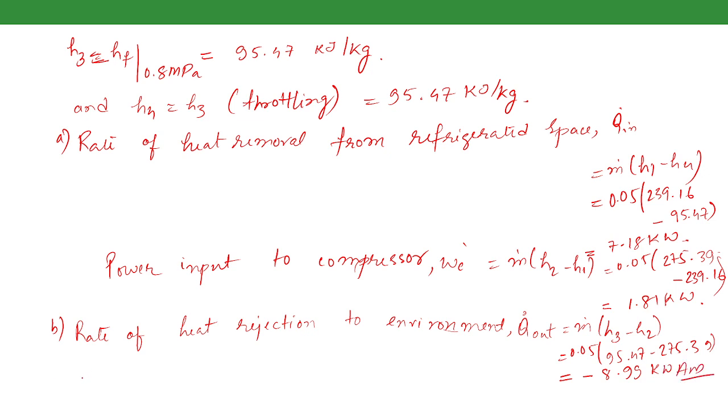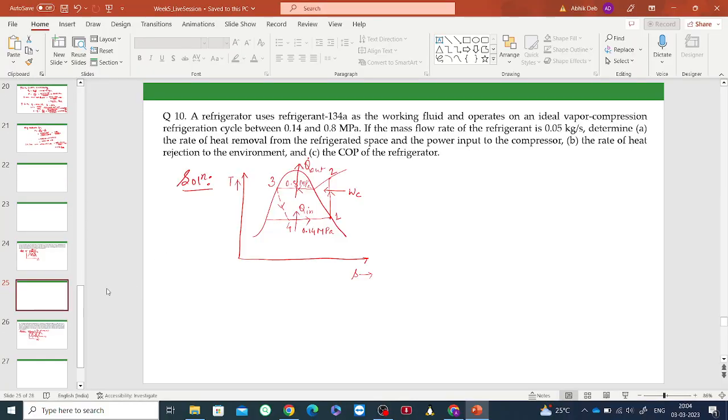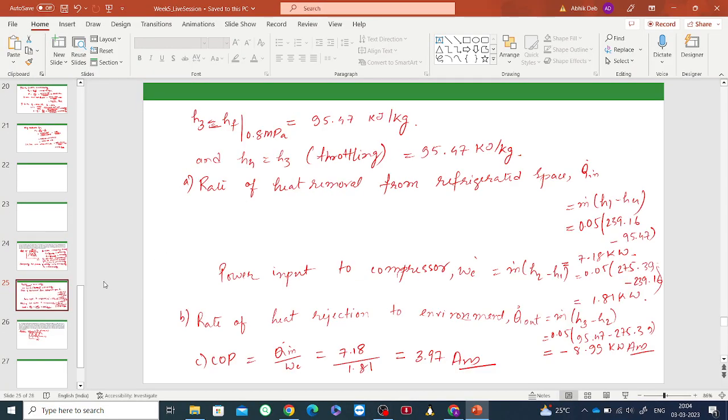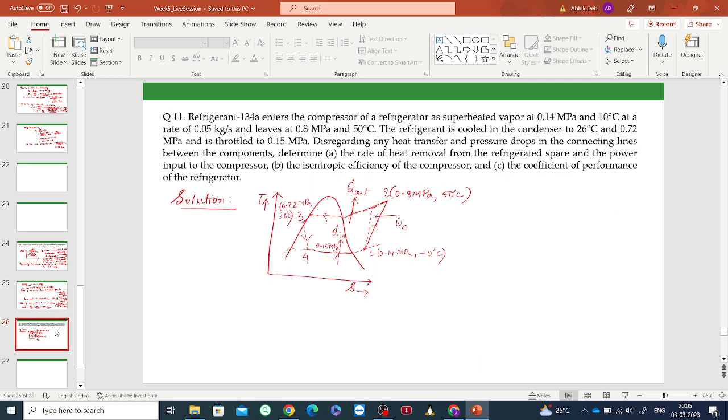Okay, and the COP of the refrigeration system is Q in by WC, that is 7.18 by 1.81, so this is 3.97. Okay, so I hope it is clear to everybody. Then we'll move on to the next problem, which is essentially a modification of this problem.